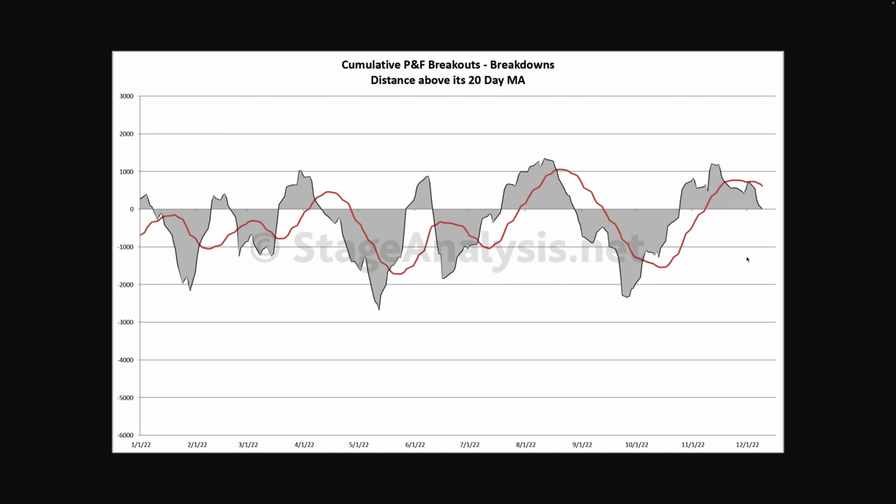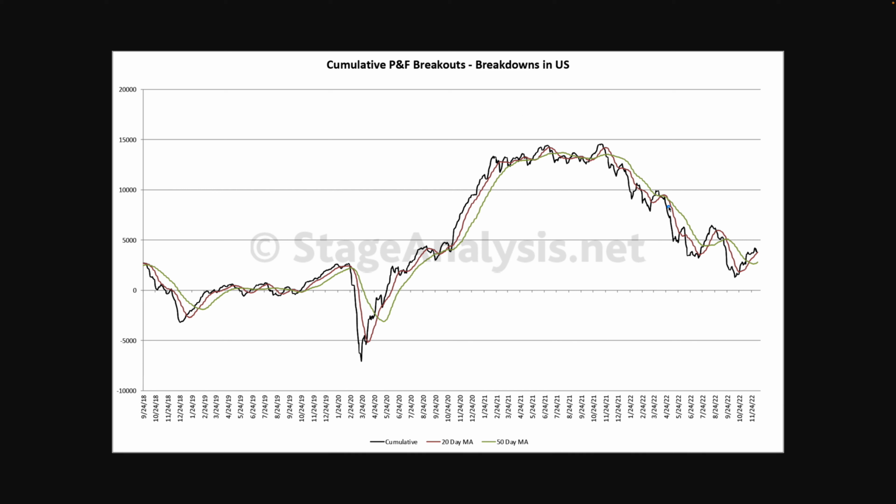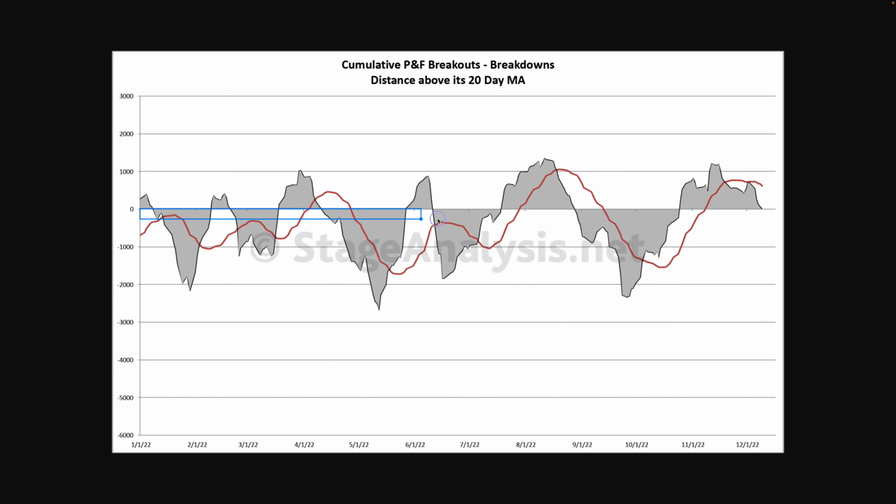However, another way of looking at the same data is to use its distance above its own 20-day moving average. So the 20-day moving average is this red line through here. On this next chart, this line has been flattened to make this 0 line here. So the 0 line is the 20-day moving average, and this line here is the cumulative point and figure breakouts minus breakdowns. It's done as an oscillator, and then a moving average applied to that.